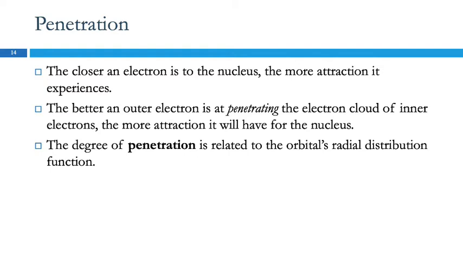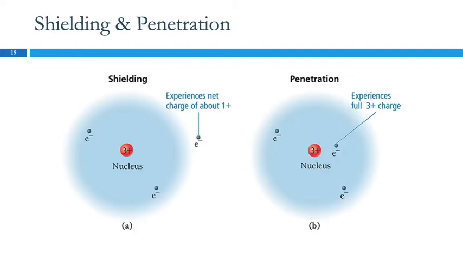Well, there are other orbitals with other electrons in there. And so the outer electron is said to penetrate the electron cloud of the inner electrons. And if it can penetrate in and get closer to the nucleus, it will experience a greater interaction, a greater attraction. So the degree of penetration is related to the orbital's radial distribution function. Now that probably made very little sense. It's okay.